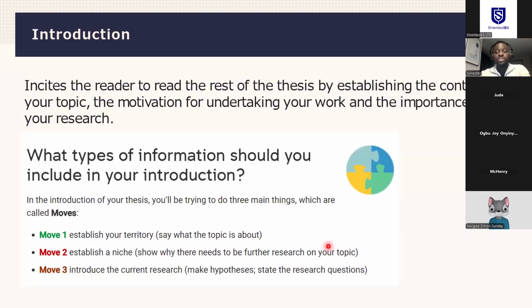After the abstract, you go to your introduction. This is where you incite the reader to read the rest of the thesis by establishing the context of your topic, the motivation for undertaking your work, and the importance of your research. There are three things you need to achieve in your introduction. One, you have to establish your territory: say what the topic is about, the general topic. Then you establish your niche, and then you introduce the current research.